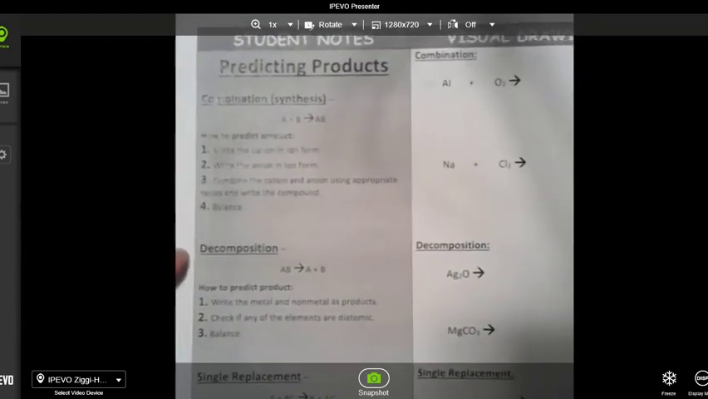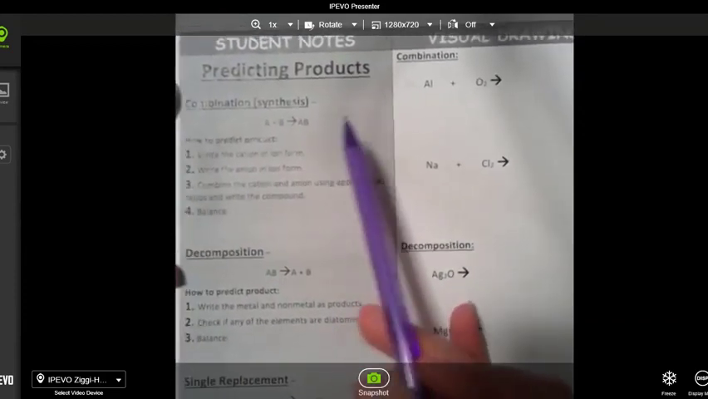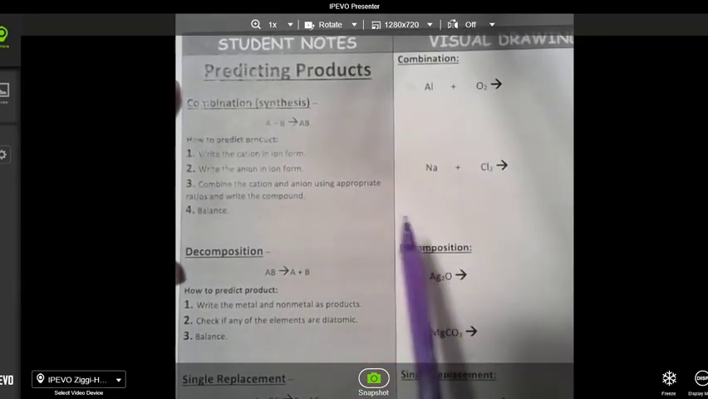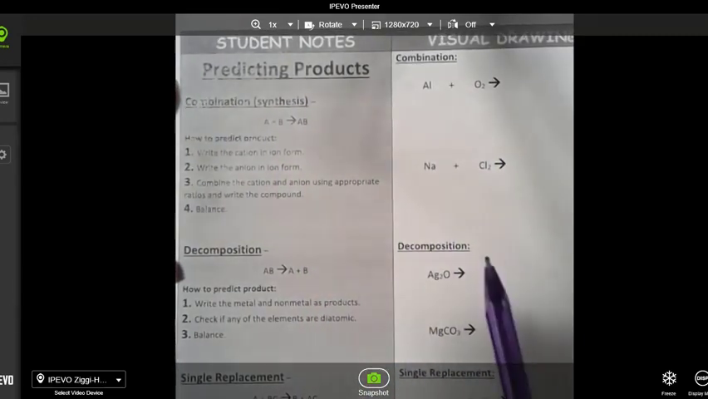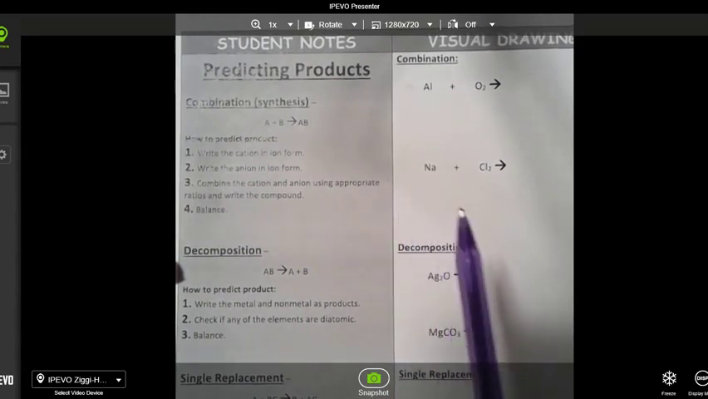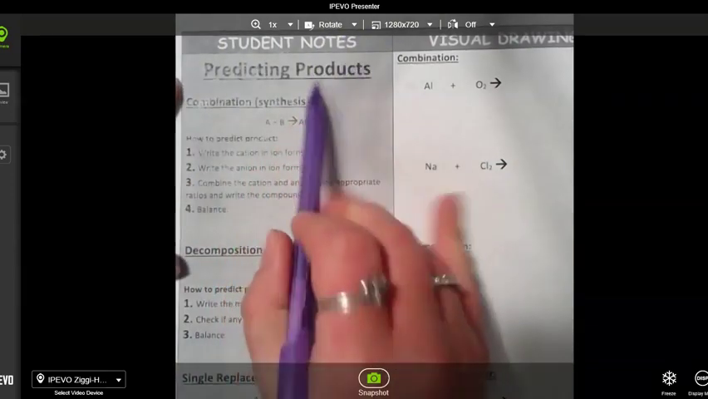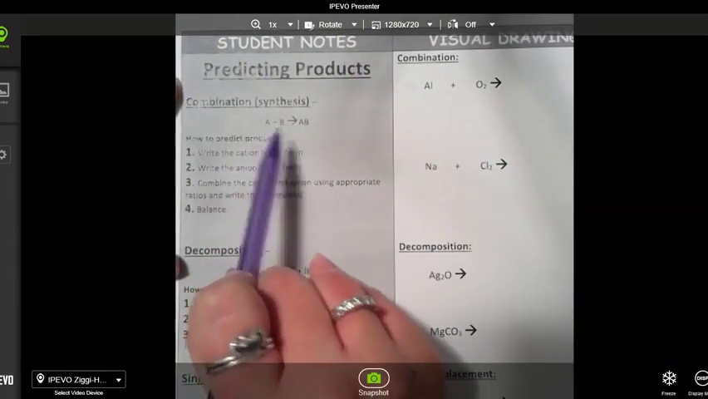So we're going to talk about predicting products. This is something that you guys already know how to do, but what we're going to be looking at is the types of reactions. We're going to use what we know about the types of reactions and what they look like to predict the different products that we're going to have. So the first one would be combinations or synthesis.